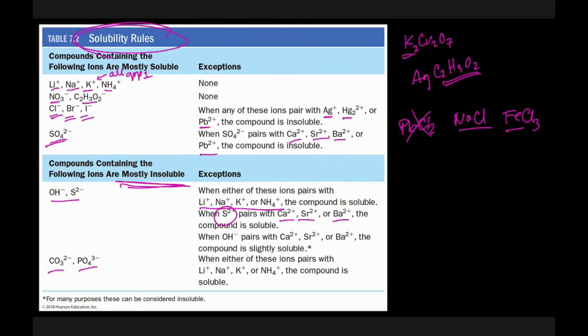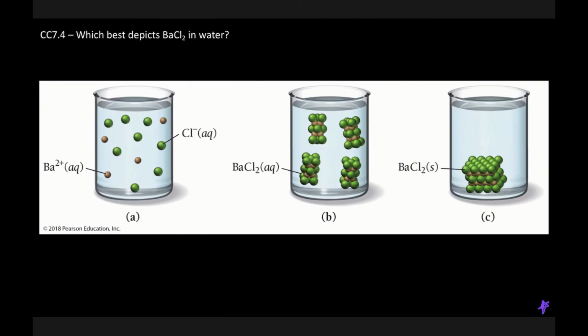Carbonates and phosphates, insoluble, again, unless it's paired with a group 1 or ammonium, and then it would be soluble. So for example, sodium carbonate, soluble. If it were a group 2, like calcium carbonate, not soluble. Yes? All right. So then that brings us to that concept check 7.4, which best depicts barium chloride in water.